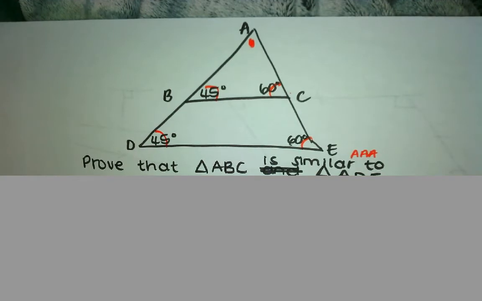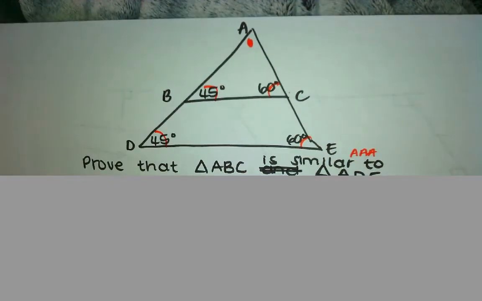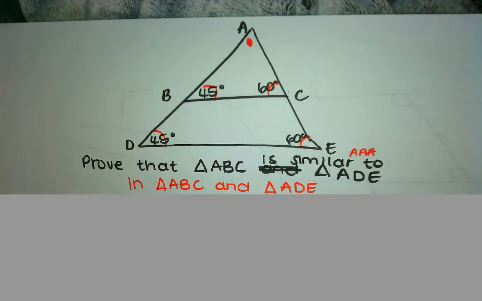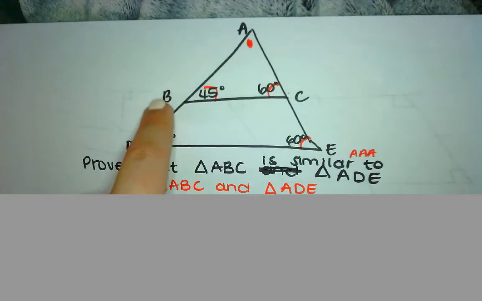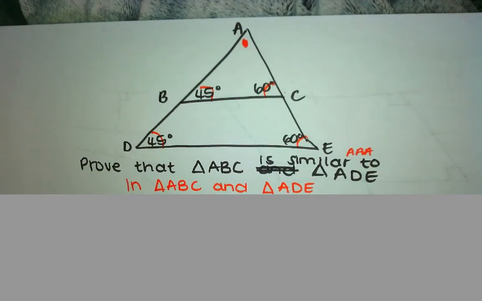Okay, so we've got ABC, and then we've got the bigger triangle, which is ADE. The statement is always our first line. You should know that. So our statement is in triangle, so we're literally just telling them what we're doing. So we're talking about the triangle. So in triangle ABC and triangle ADE. That's our statement. Finished in class. It's already 1 mark.